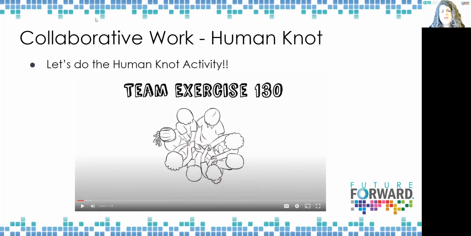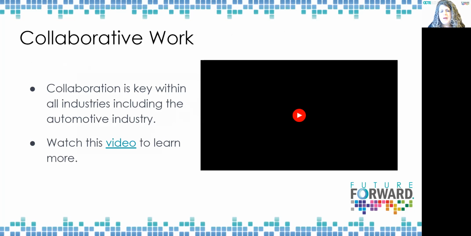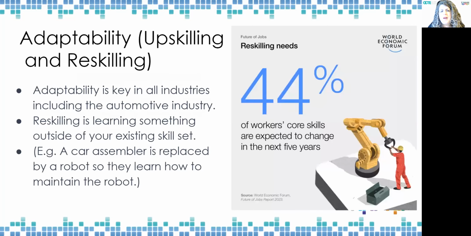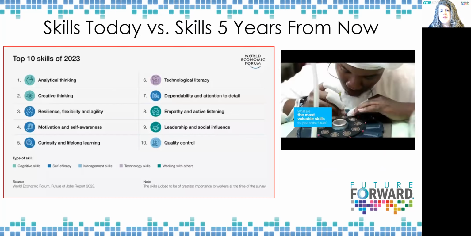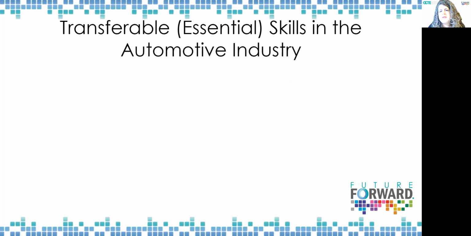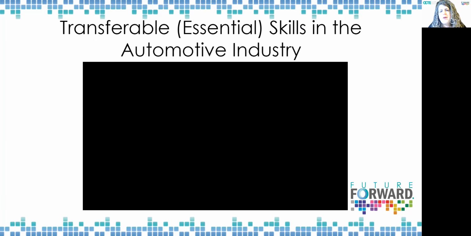However, when we do get to the collaborative work section, there is a human knot activity, which you've probably experienced yourself before, and that obviously would require some collaboration in class. So you might assign some of this separately, or you might work through this in real time. Then students move on to learning more about upskilling and reskilling and its importance, and then they'll look at skills today versus skills that they need 5 years from now.